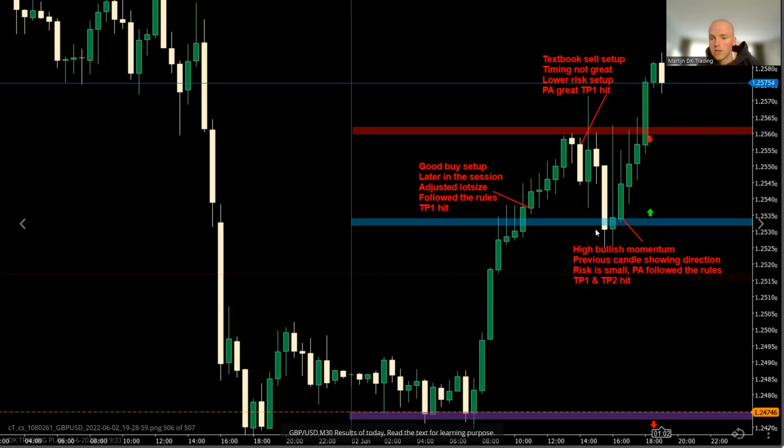So great timing. New York session is all in the way. We got good bullish momentum with this bullish candle towards the upside. So high bullish momentum. Previous candles showing direction like a finger, if you might say it like that. It's a small body with a long finger, so showing direction. You can also say it's a stop hunt candle, right?